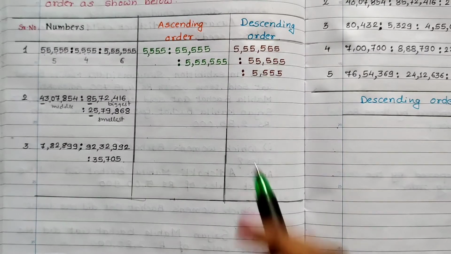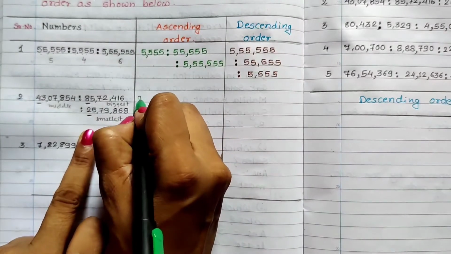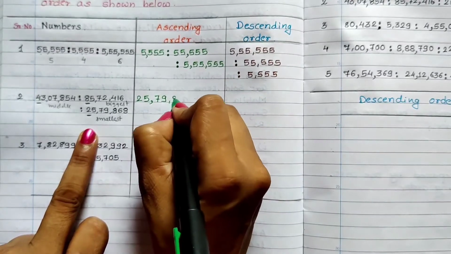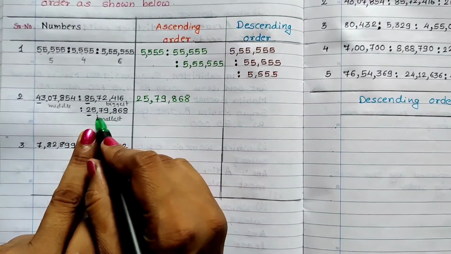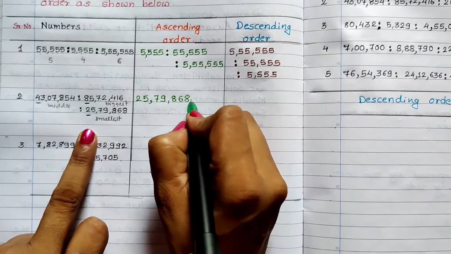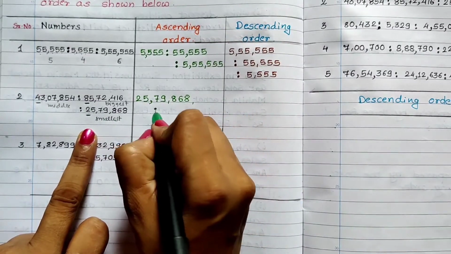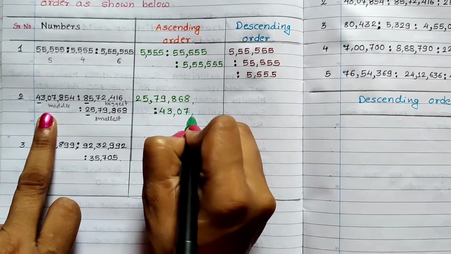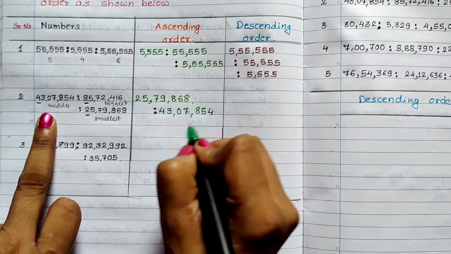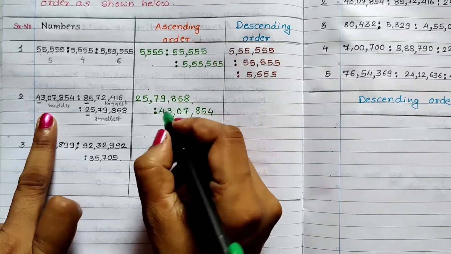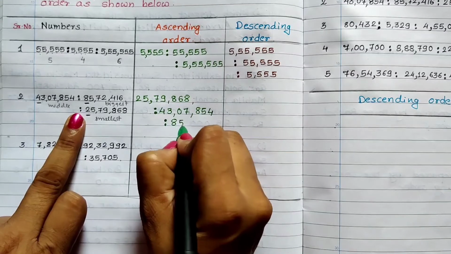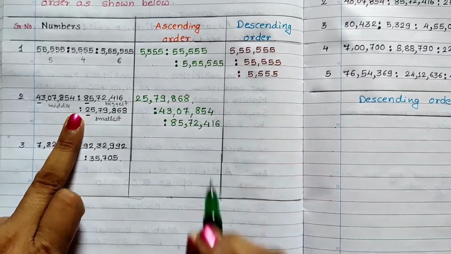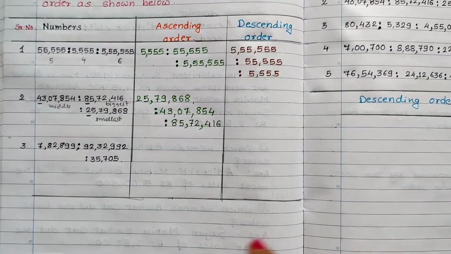So let us write the smallest number first. Smallest number, not digit, we will be writing first: 25,79,868. Okay. Then we write the middle one, which is 43,07,854. And then we can write the biggest one, 85,72,416. In this way we can write the numbers.